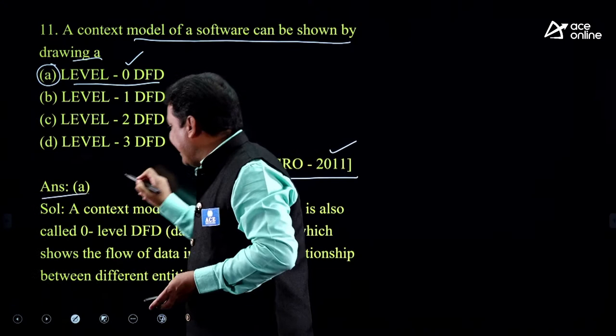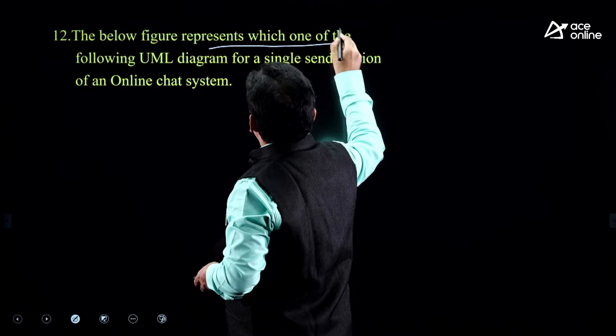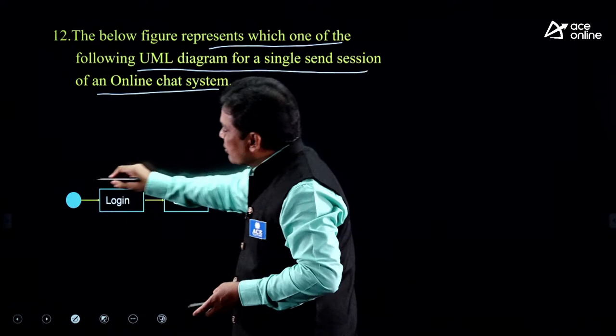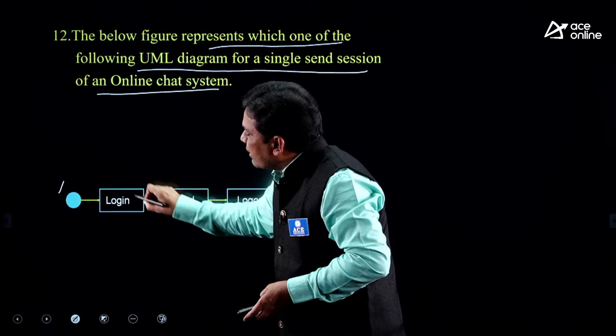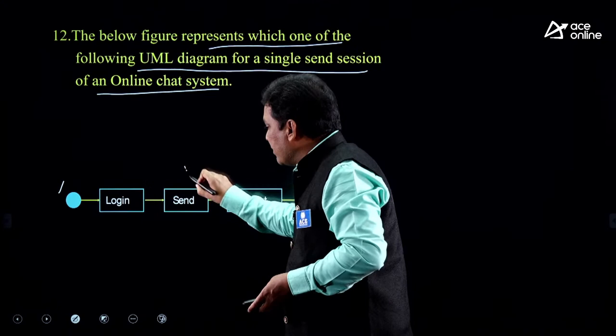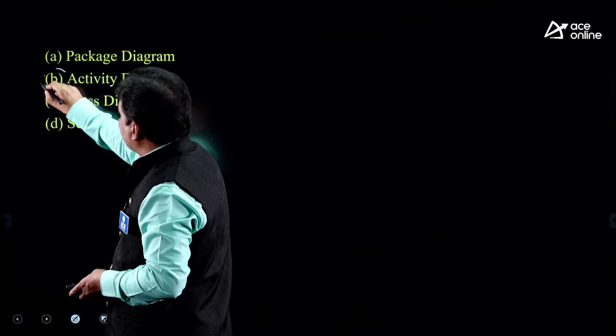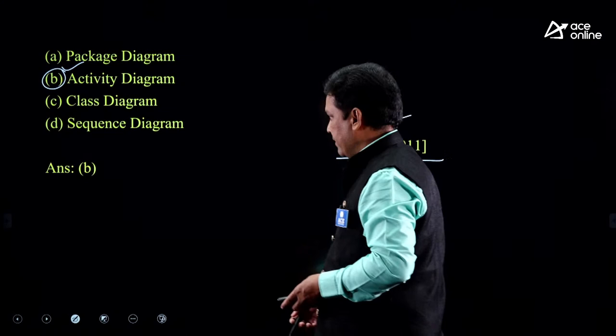Coming to the below figure, which represents which one of the following UML diagrams for a single send session of an online chat system. So this is the activity diagram. Any activity diagram will start with an initial state and end with a final state, and these are all various activities. When some event occurs, some operation will take place, and transition is triggered from login state to send state. Again, when an event occurs and some condition is satisfied, transition is triggered from send to logout state. So this diagram represents an activity diagram in UML. The options are package, activity, class diagram, sequence diagram. The answer is activity diagram, which was asked in ISRO 2011. Answer is B.